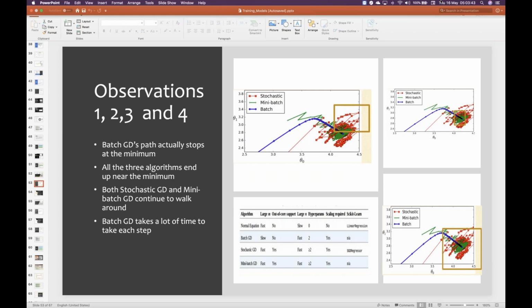If you look at the table in front of me, I have shown you what happens with normal equation, what happens with batch gradient descent, stochastic gradient descent, and mini batch gradient descent. Which one is large, which one is out of core, which one has more hyperparameters, which one requires scaling, and which one is supported by scikit-learn. So if you have this knowledge, then while you are working on real-time projects or working for a client, you will be fast in decision making and you'll also work more comfortably.